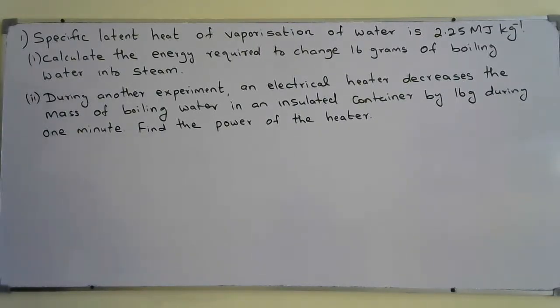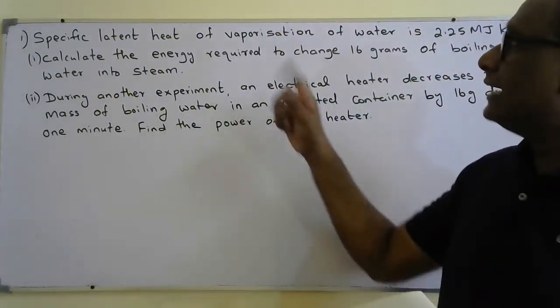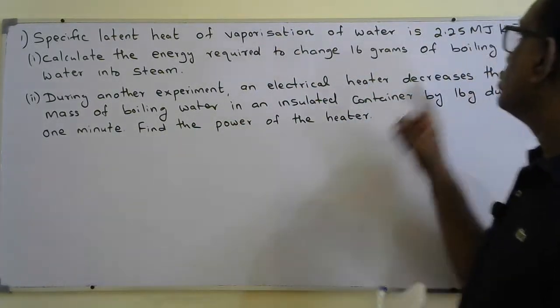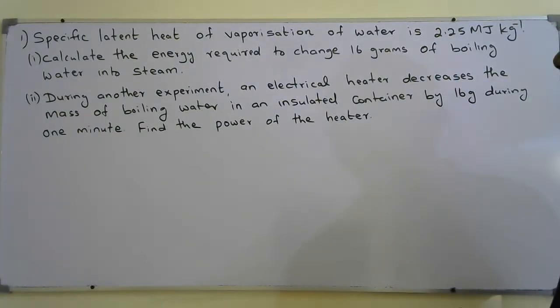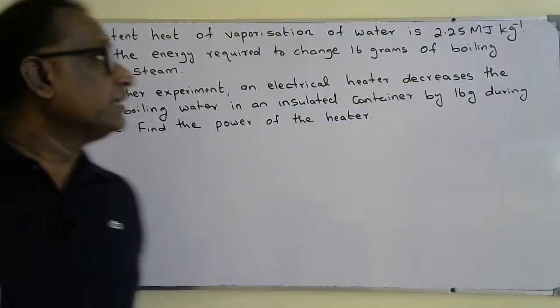Okay, so we'll do a few exam style questions related to latent heat. Specific latent heat of vaporization of water is 2.25 megajoule per kilogram. Calculate the energy required to change 16 grams of boiling water, so that means it's already at boiling point, into steam.